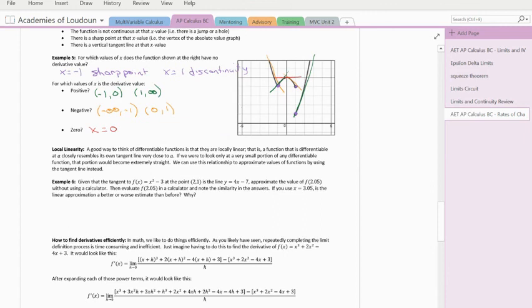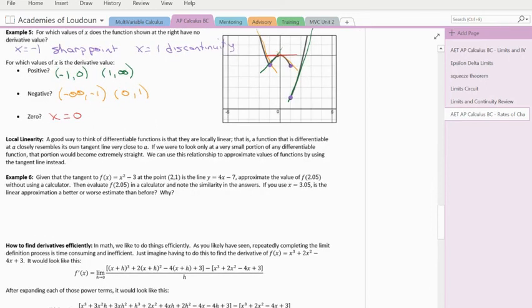So a good way to think about differentiable functions is that they are locally linear. That is, as we saw in your Desmos activity, a function that is differentiable at a point closely resembles its own tangent line at that point. If we were to only look at a very small portion of any differentiable function, that portion would become extremely straight. So we can use this relationship to approximate values of functions by using the tangent line.